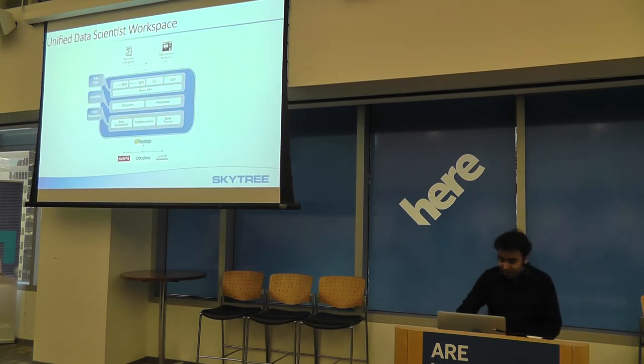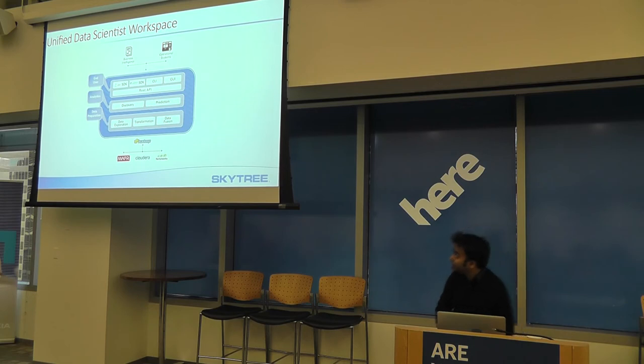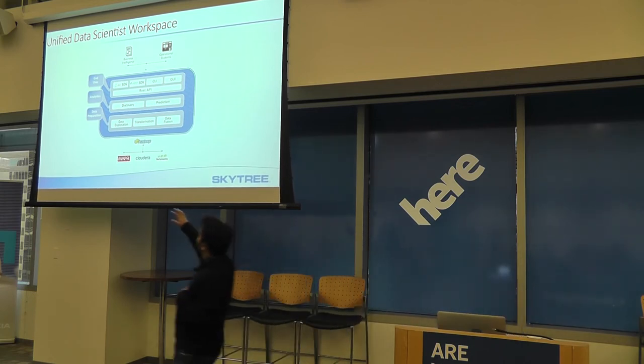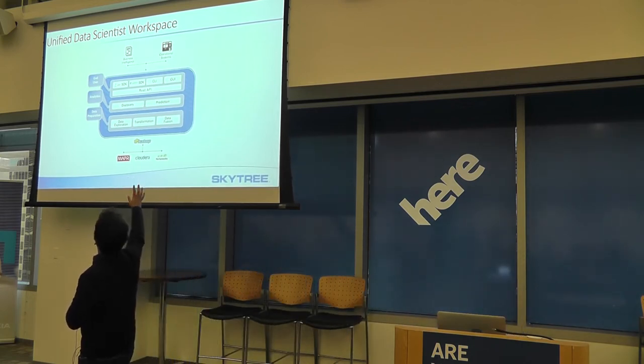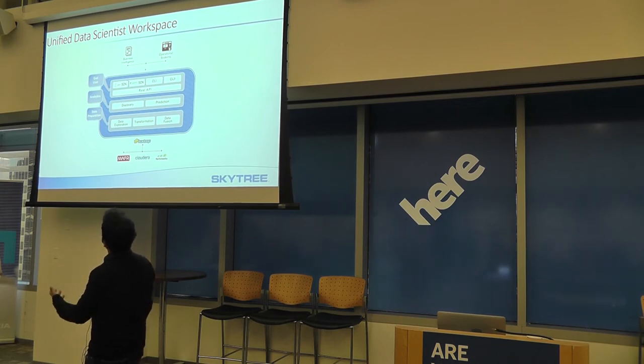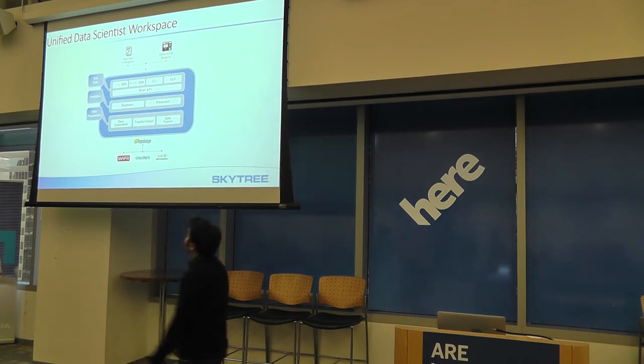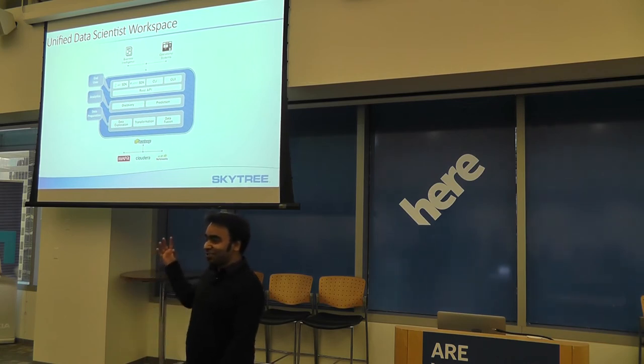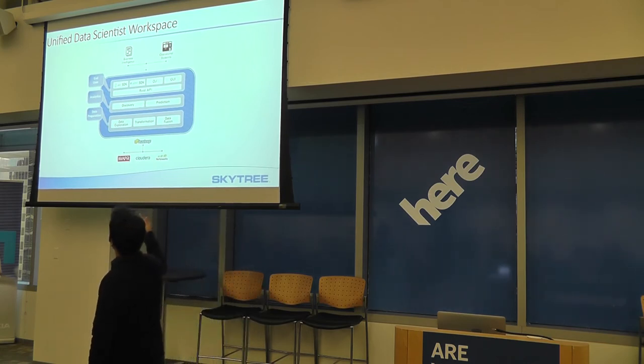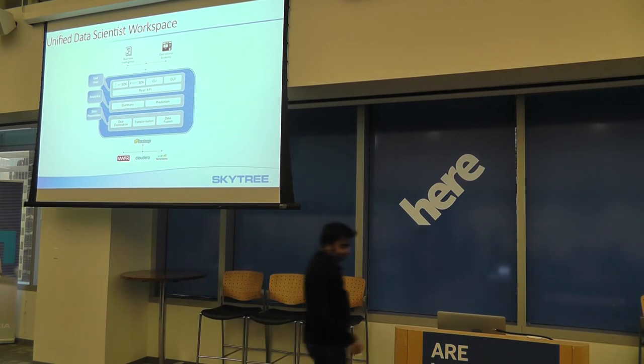And this is how Skytree workspace looks. It has three different ways, or in fact, four different ways. There's the REST API, there's the Java SDK, and the Python SDK. I'm not a Java guy, so I'm not considering that. So the ways to use it are: command line interface, GUI, Python SDK, and Java SDK.